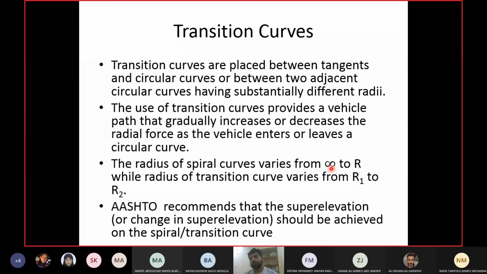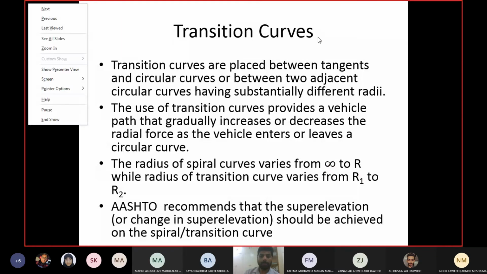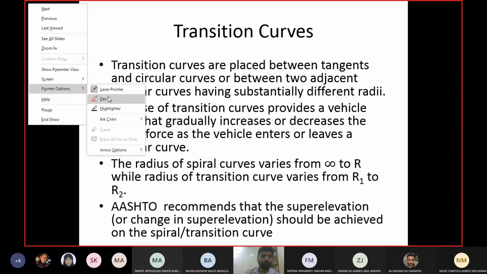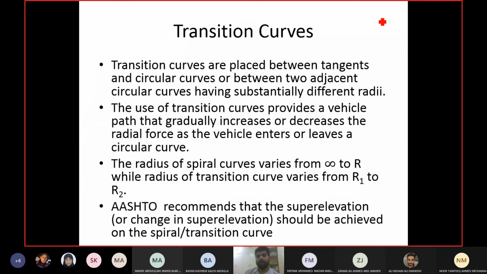Anyways, so to go from infinity to a finite radius, now what will happen? Let me make it here. So you have this tangent, and you have this curve.